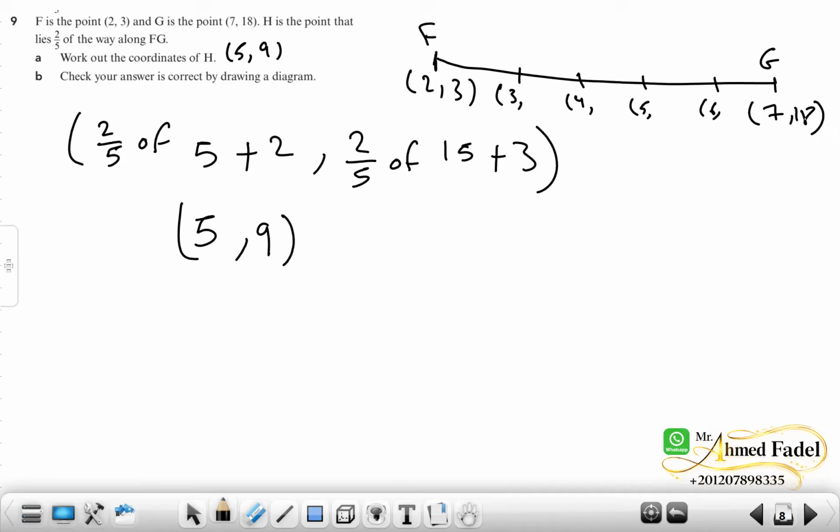But what about the y? From 3 to 18, from the beginning to the end, I added 15. But 15 divided by 5 sections, every time I'm adding a 3. So this was a 3. It becomes 6. Then here 9. Then here 12. Then here 15. And then it becomes 18 at the end. All right, they wanted the 2/5. 2/5 is here. This is the first 1/5. This is 2/5, 3/5, 4/5. So 2/5 is actually 4, 9.